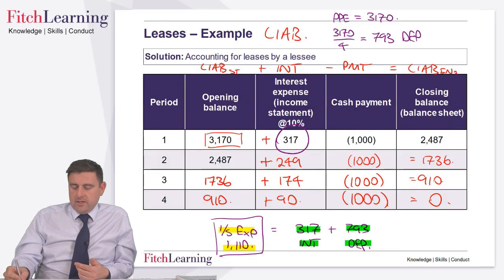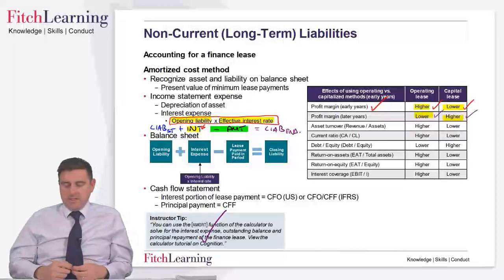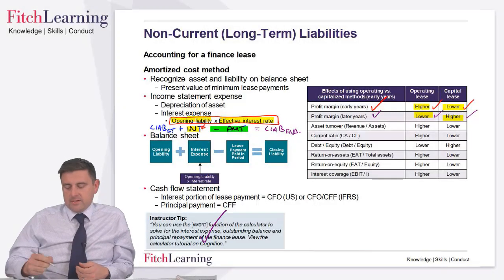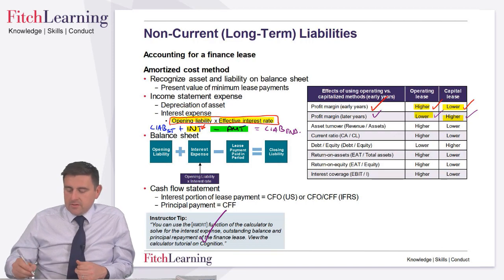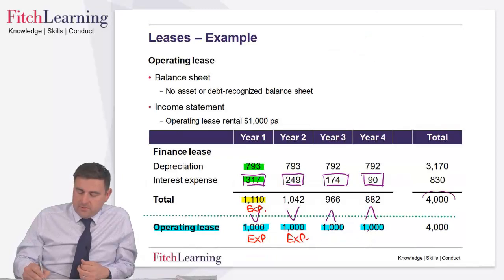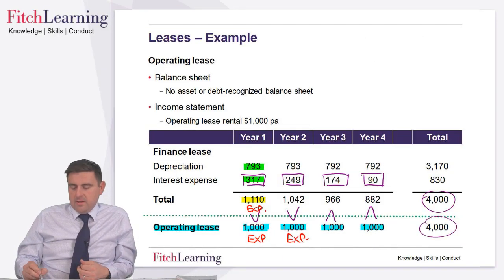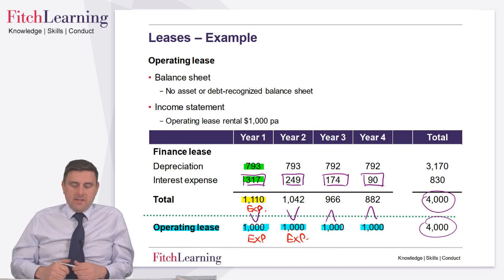We therefore find that the operating lease versus the capital lease in the later years of the lease's life reverses around. If you actually take the total over the four-year period, you find that 4,000 is expensed under finance, 4,000 is expensed under operating, and they are effectively the same. All right, so that was very quick to go through, but of course that's just a quick overview of some of the lease accounting.